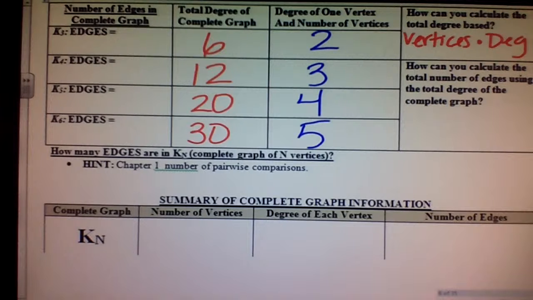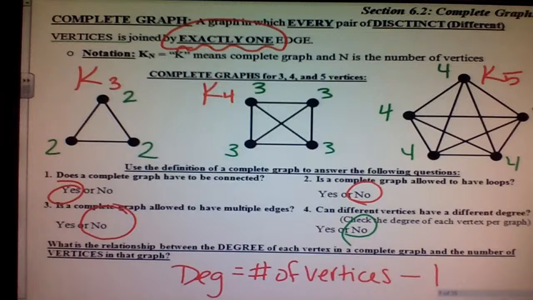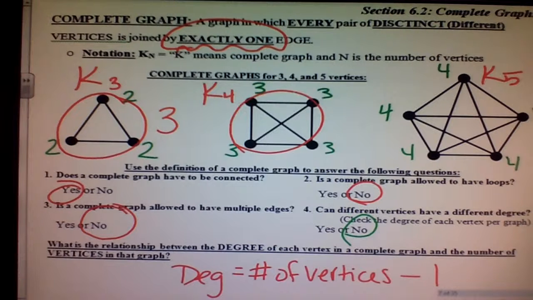There's also a formula for the number of edges in each graph. For the total degree? Yes. Okay, so let's go back to this. How many edges are in this picture? 3. How many edges are in this picture? 6. 1, 2, 3, 4, 5, 6. How many are in this picture? 10. There are 10. 1, 2, 3, 4, 5, 6, 7, 8, 9, 10.